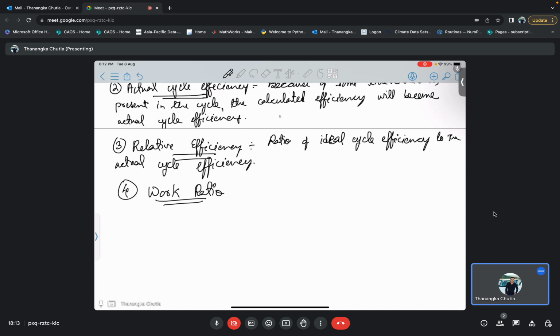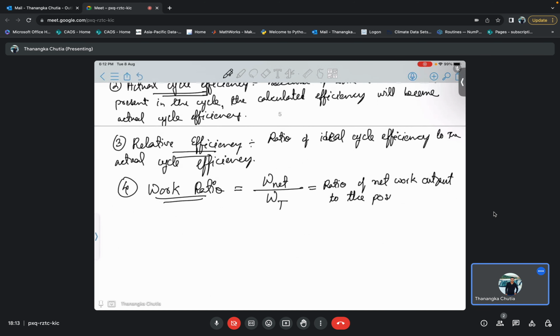Okay, so this is your work ratio: W net divided by W turbine. It is the ratio of net work output to the positive work. Fine.